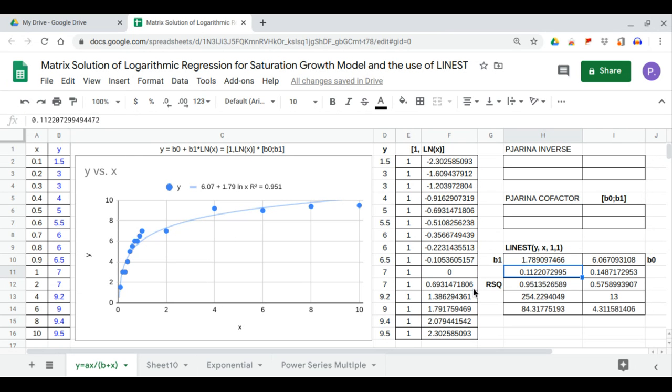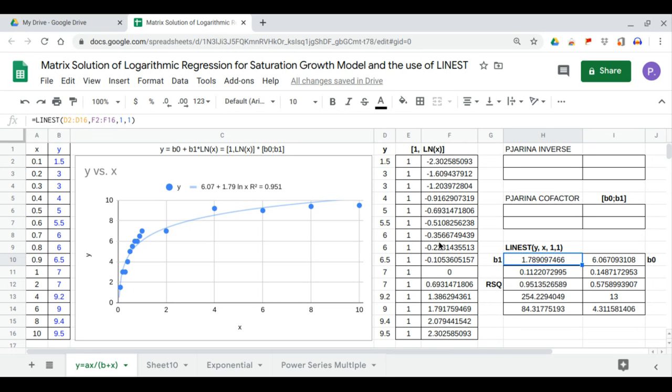Our r squared is 0.951, which matches our chart equation. Our b0, 6.067, is rounded off as 6.07. And our b1, 1.789, is rounded off as 1.79.